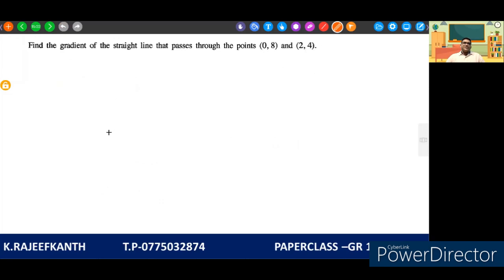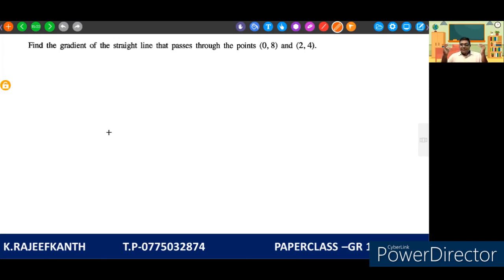Find the gradient of the straight line that passes through the points (0, 8) and (2, 4). Already you have learned in grade 9, and last day also I explained this, how to find a gradient when they give 2 points of a straight line. Right.